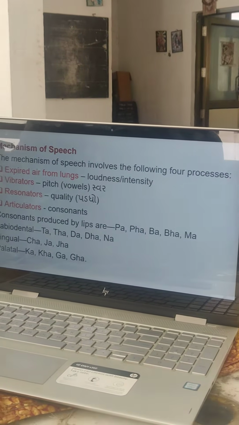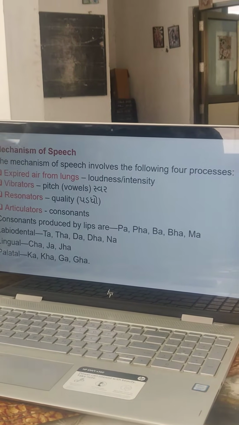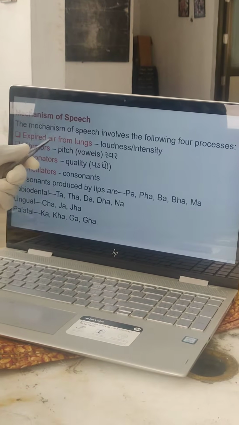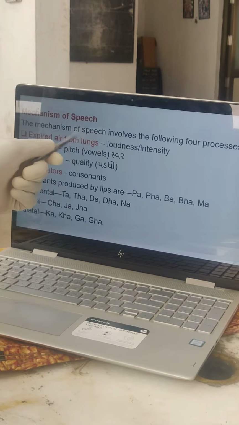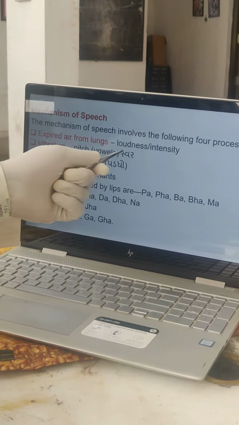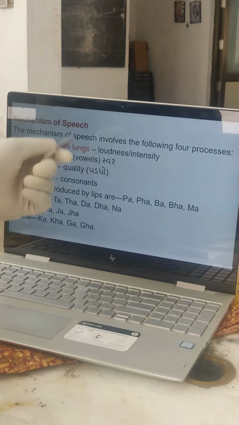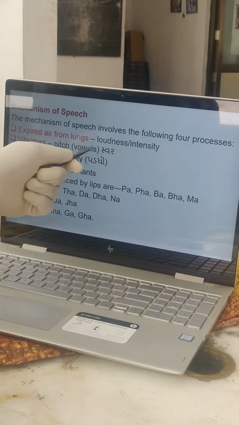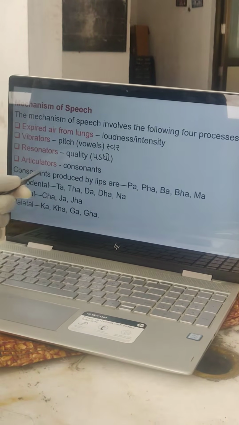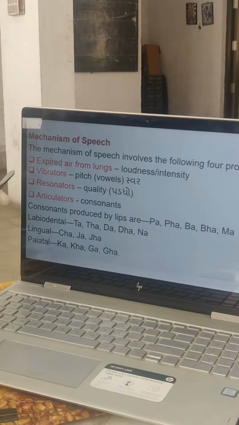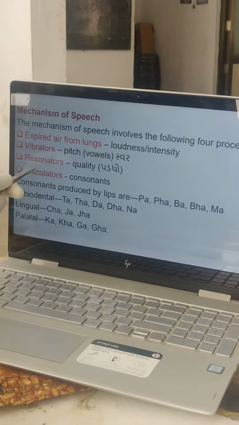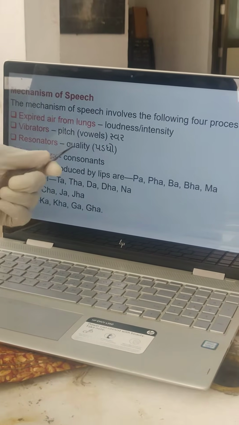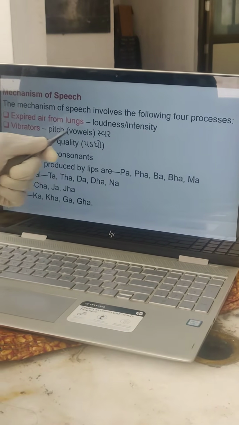The mechanism of speech: expired air from the lungs passing through the vocal fold produces loudness and leads to vibrations of the vocal cord. The vibrator leads to vowels, or swar. Above this, up to the oral cavity, are the resonators: the nasopharynx, oropharynx and all these parts are called resonators.